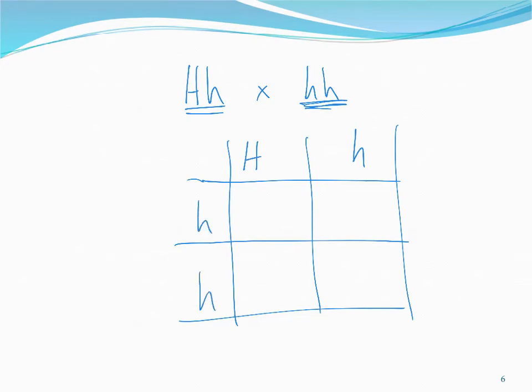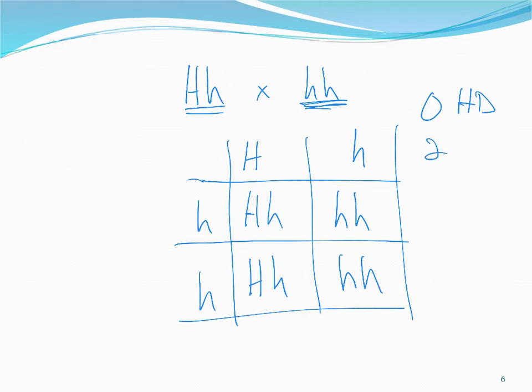We do our cross, right? Columns by rows, filling in the grid: little h, big H, and little h, giving us a genotypic ratio of 0 homozygous dominant to 2 heterozygotes to 2 homozygous recessive. So we would get half of our offspring showing the dominant trait, because the heterozygotes would show the dominant trait, and half of the offspring showing the recessive trait, whatever the trait would be.